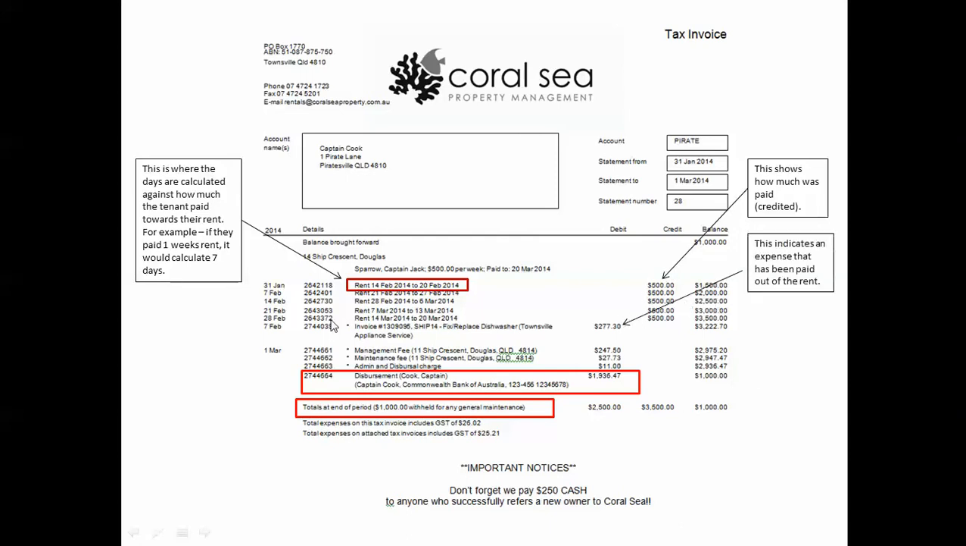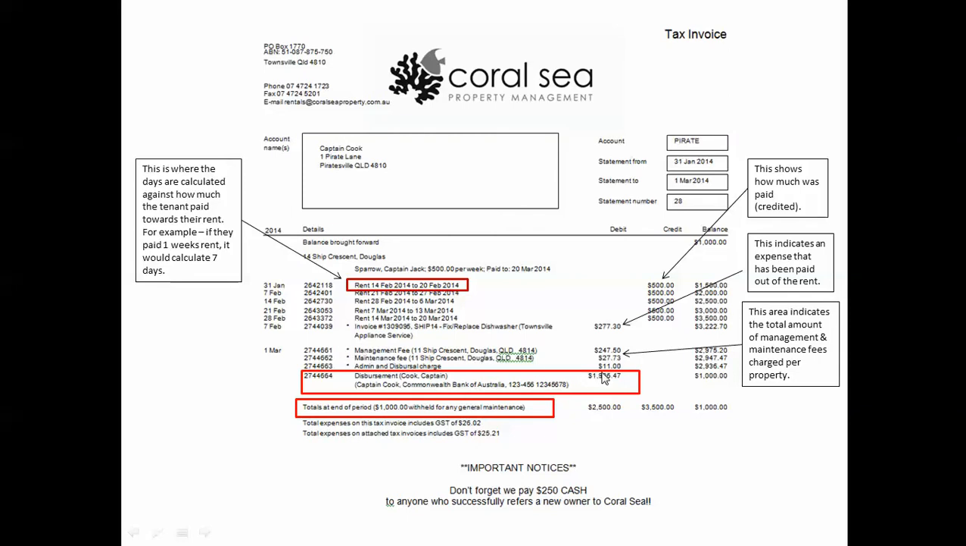This area here in the debit column indicates an expense that has been paid out of the rent. So as you can see, on the 7th of February, an invoice was processed for the repair to the dishwasher at this property. So $277.30 has been deducted.